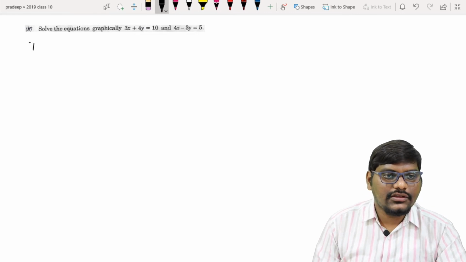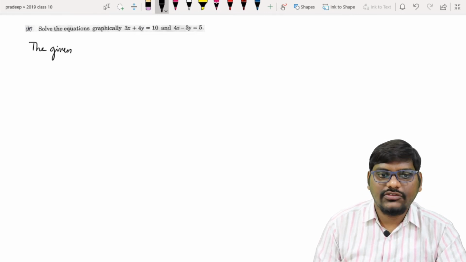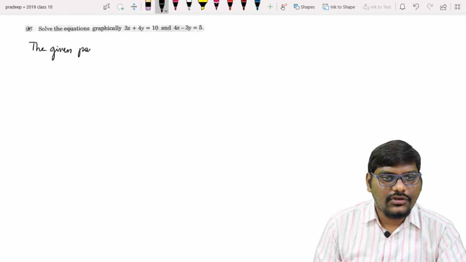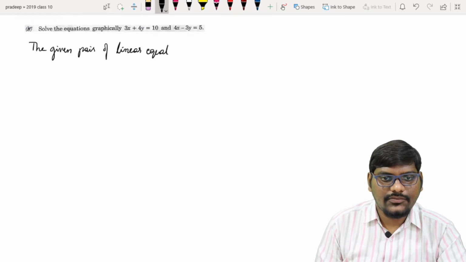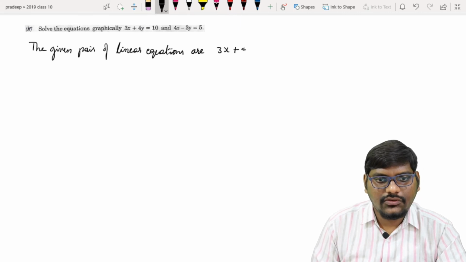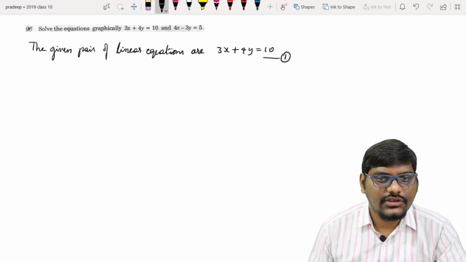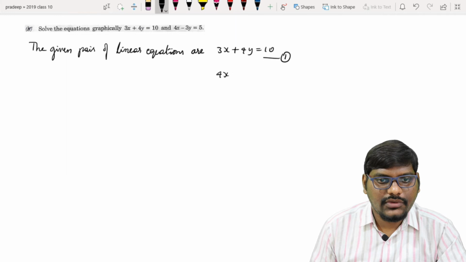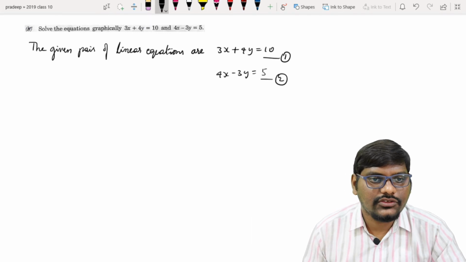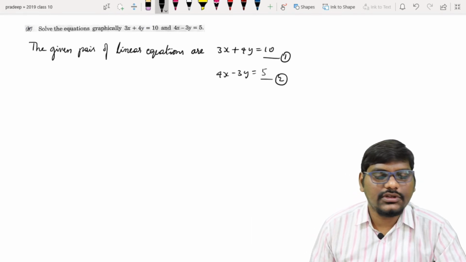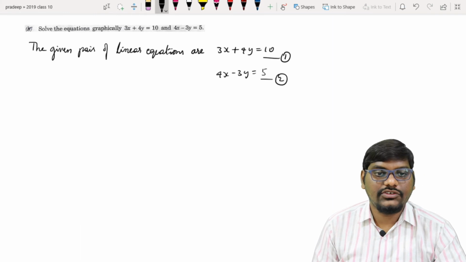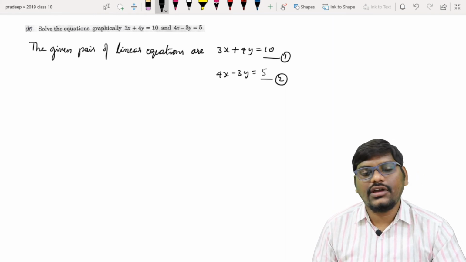So there are linear equations, so we'll write the given pair of linear equations. The pair of linear equations are 3x plus 4y equal to 10 is the first equation. The second equation is 4x minus 3y equal to 5. So they are asking us to just draw the graph for this, and before that we will have to find out whether the given equations are parallel or intersecting or coincident.